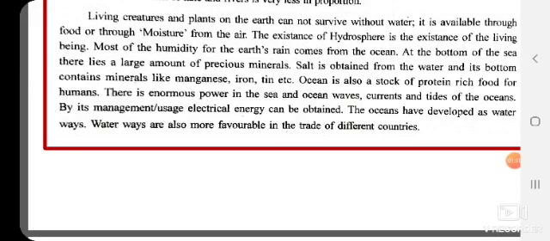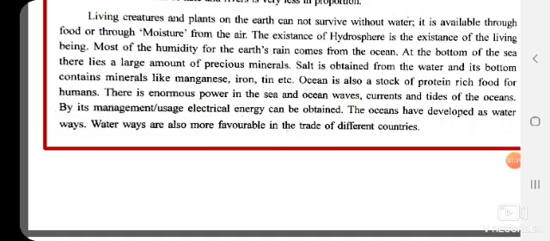Salt is obtained from the water, and its bottom contains minerals like magnesium, iron, tin, etc. Whatever salinity is there, we get salt from there. Ocean is also a stock of protein-rich food for humans. We get protein-rich food from the oceans.